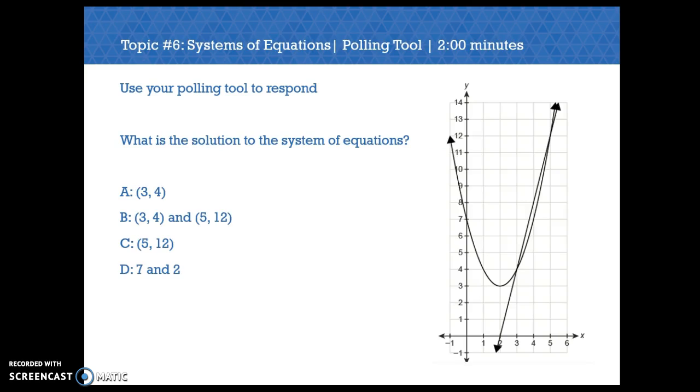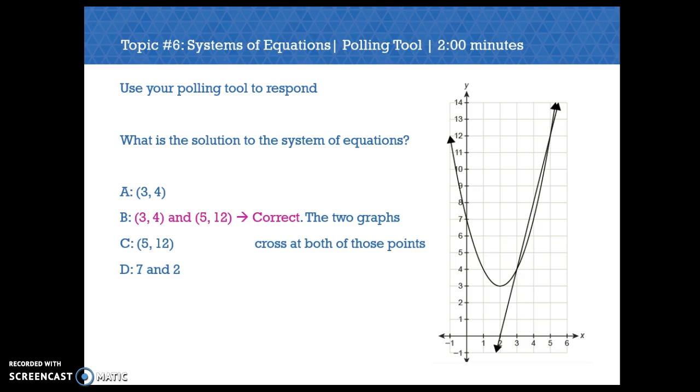Next up, systems of equations. This is where we did a quadratic and a linear in a system together. It says, what is the solution to the system of equations? It gives you the graphs right there. You don't even have to type them into Desmos or anything. So try to remember how you find the solutions when you're given the graph. Pause the video and take a minute to think about it, and then play the video again when you have your answer.